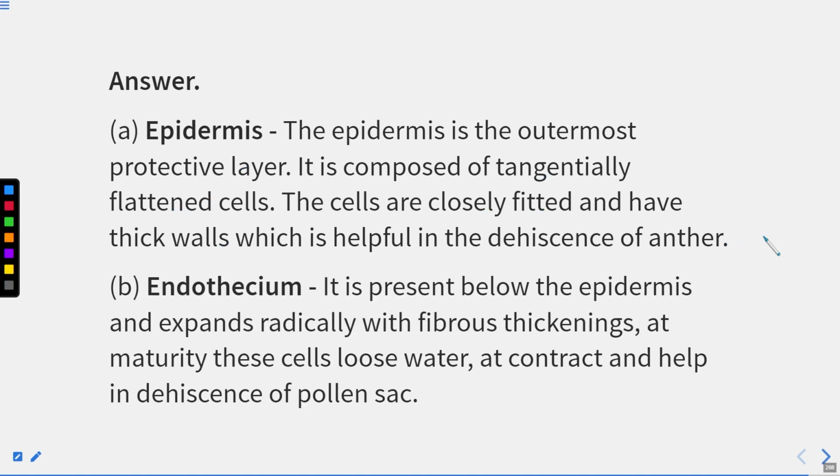Then second, inner to the epidermis is the endothecium. It is present below the epidermis and expands radially with fibrous thickenings. At maturity, these cells lose water, contract, and help in the dehiscence of the pollen sac. So this is the role of the endothecium, which is present below the epidermis.